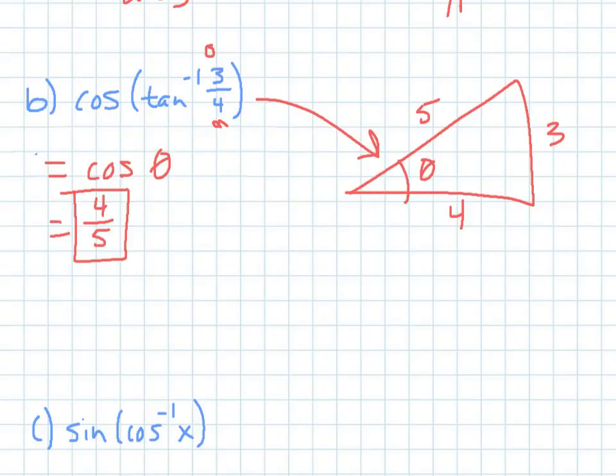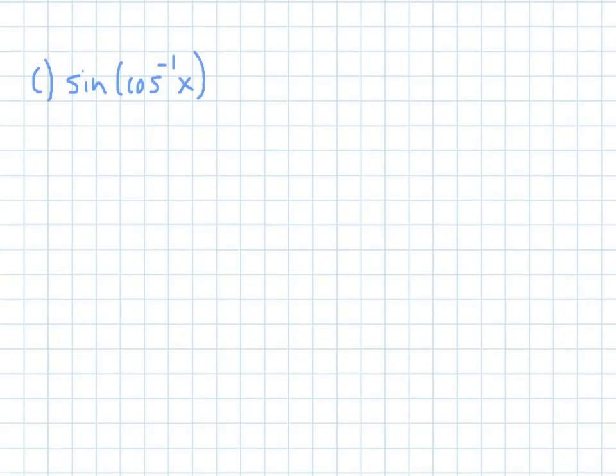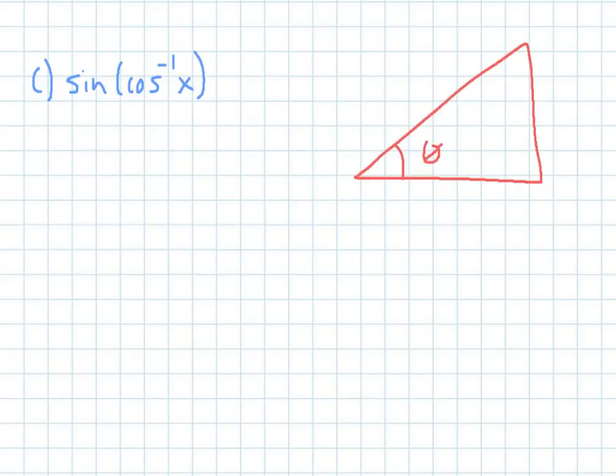So the triangles help you very much to give you a visual of what you're doing. Okay? So remember, you're given a ratio, you get a ratio. Now this one's a little different. Okay? So here it says sine of inverse cosine of x. Okay? Still draw your triangle. You have an angle. Okay?